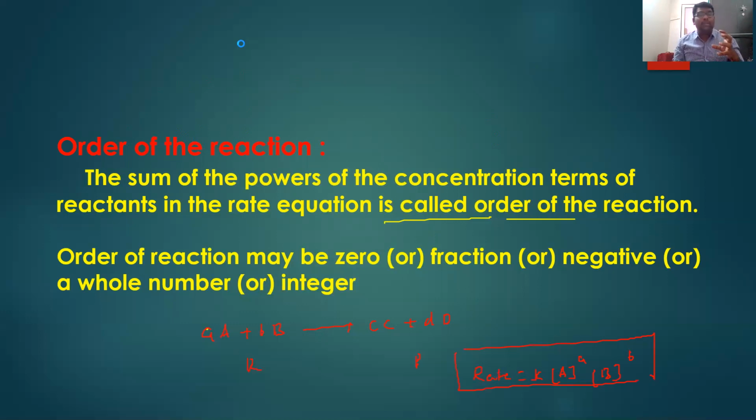The order of the reaction may be zero, a fraction, or a negative number also possible, or a whole number, an integer. Fractional also, so minus 1 by 2 is also possible, and 1 by 2, 3 by 2, 5 by 2 are also possible. So this is the order of reaction. You know the definition for order of reaction. What are the units of order of reaction?